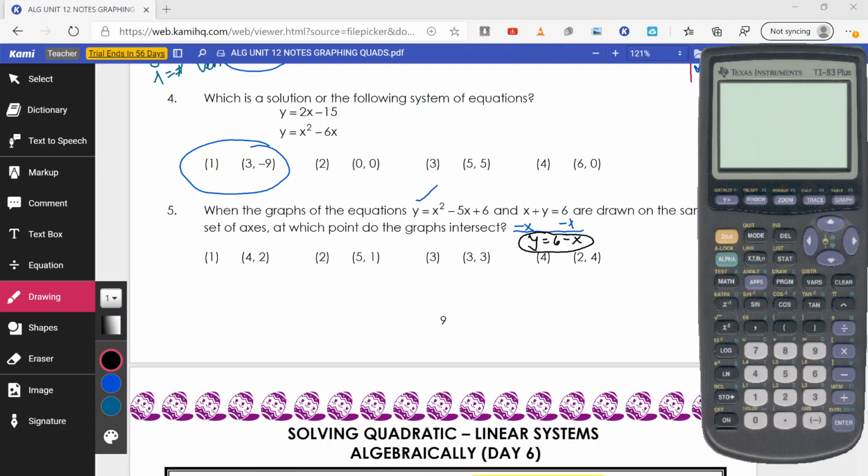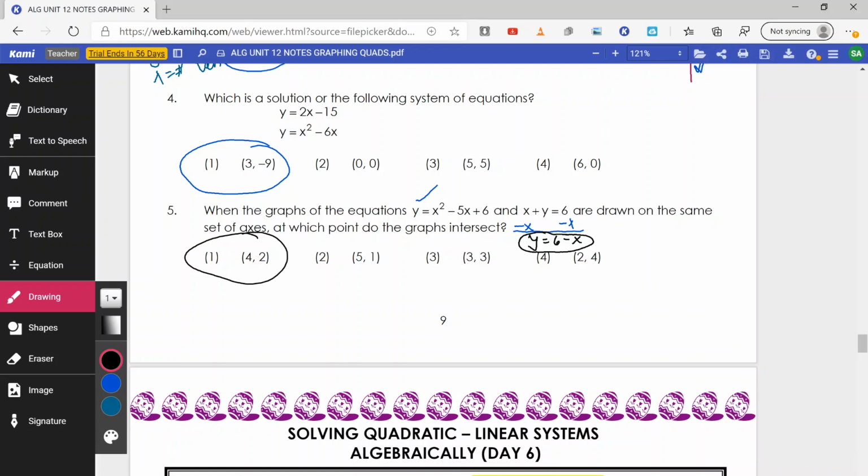And again, I want to go to the table because I want to see points of intersection. So I want to see values that end up being the same. So here we don't see any repetition until y values of 2 are the same. So what's the x value when y is 2? 4, 2, which ends up being number 1. So 4, 2 is the answer to this one.